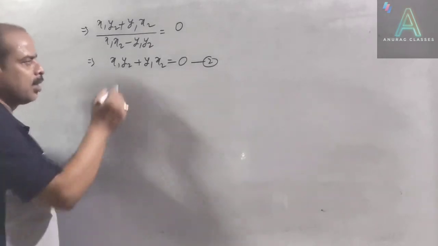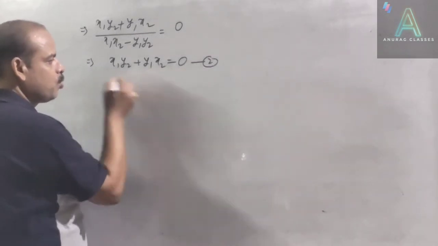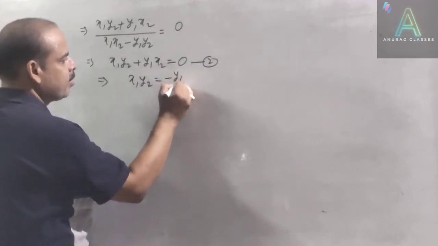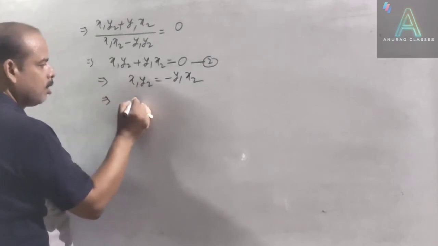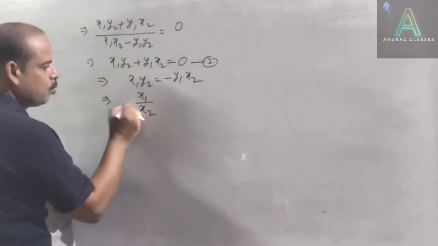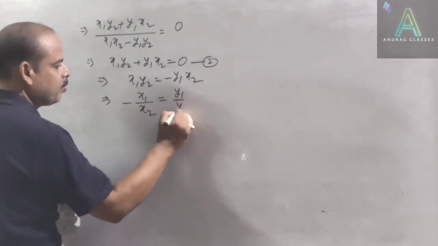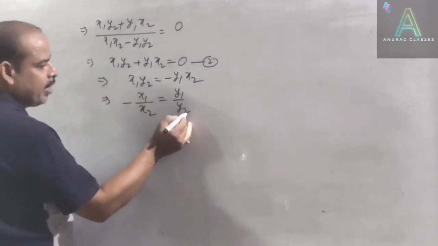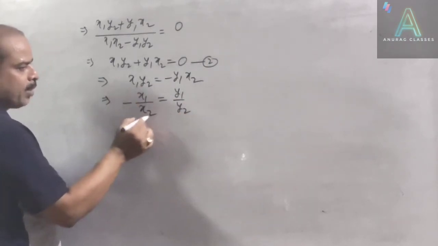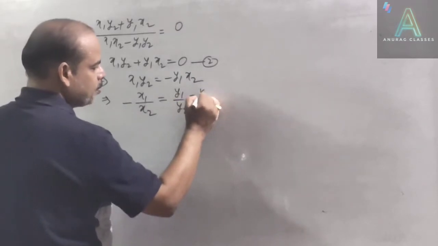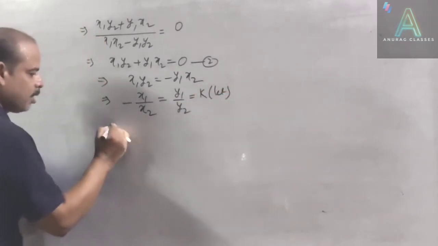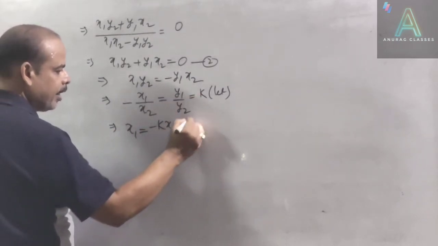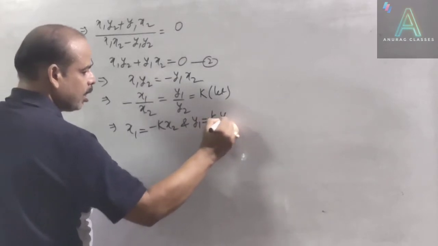So students, equation 2 is x1 y2 plus y1 x2 is equal to 0. This can be written as x1 y2 is equal to minus y1 x2, or minus x1 by x2 is equal to y1 by y2, where x2 goes to divide on the left side and y2 goes to divide on the RHS. Suppose this is equal to k. Therefore x1 is equal to minus k x2 and y1 is equal to k y2.